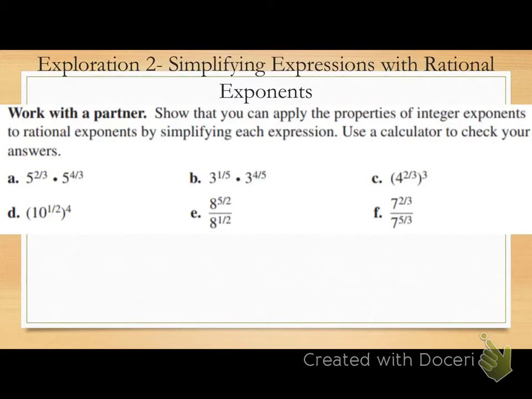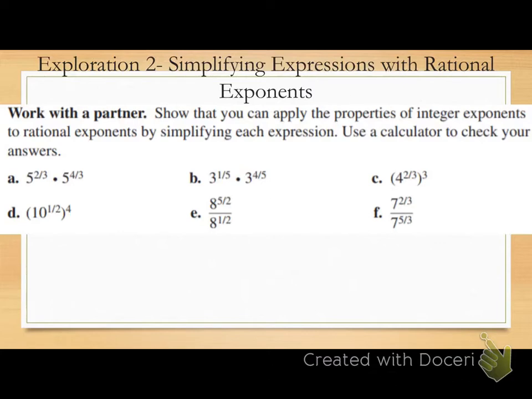Working with your partners, use the properties we just learned about so that you can apply the properties of integer exponents to rational exponents by simplifying each expression. Use a calculator to check your answers. I'm going to give you about 5 more minutes to work on these with your partners. Okay, here we go.